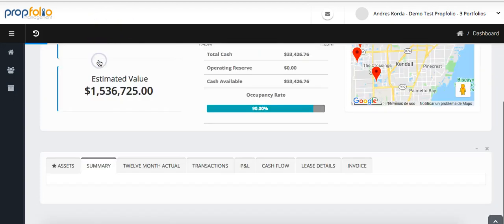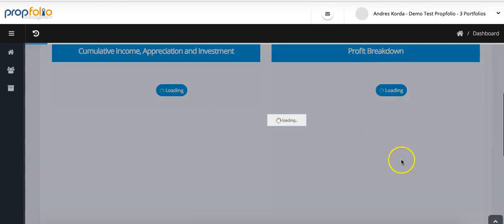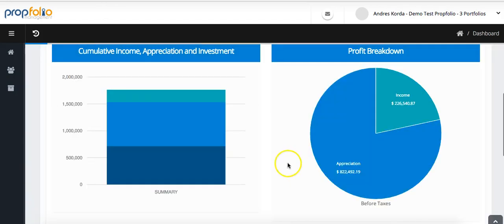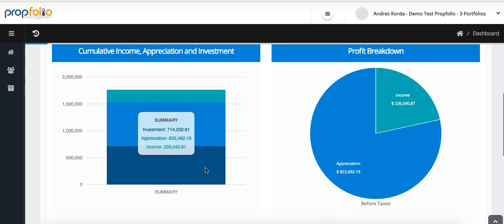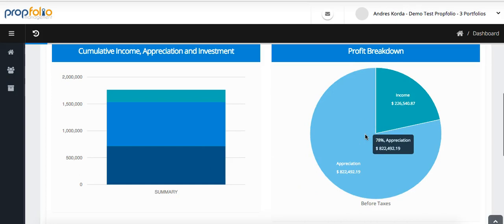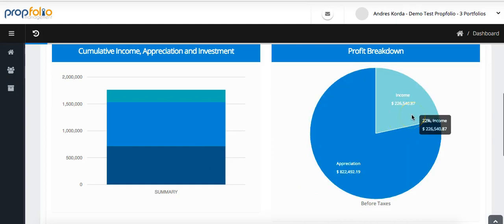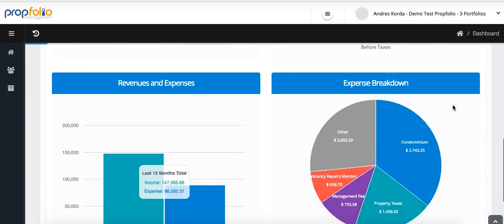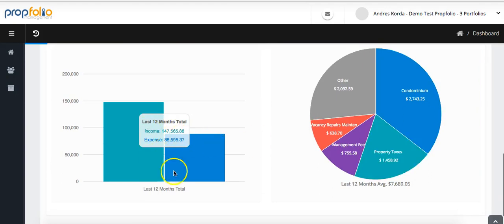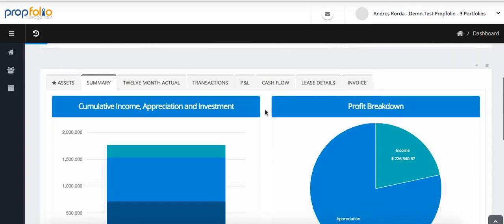But as a portfolio, you go into, for example, the summary, and first there are some visualization tools that are very useful. You have the cumulative income and appreciation and investment. How does it divide amongst themselves? You have some profit breakdown before taxes. So this portfolio has had about $800,000 of appreciation over the years, and it's provided $226,000 in income in the P&L. More or less in the last 12 months, this has been the income and expense trailing back 12 months, and these are the major ticket items. So if you can see here, the summary to run this portfolio without any income would be $7,689 a month. So that's very, very interesting.